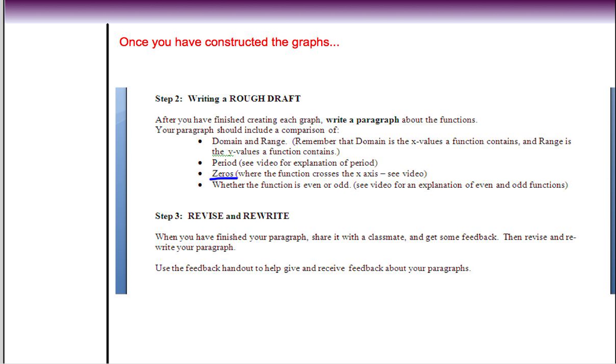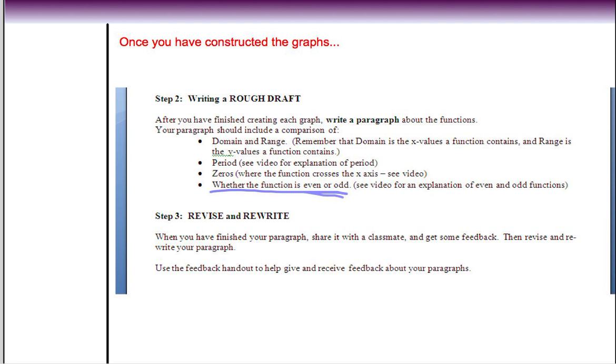I also want you to talk about the zeros. Now the zeros are where the function crosses the x-axis, and I have a couple of examples for you to look at as well. And then whether the function is even or odd, and we'll talk about how you can tell if a function is even or odd, and I'll look at a couple of examples.